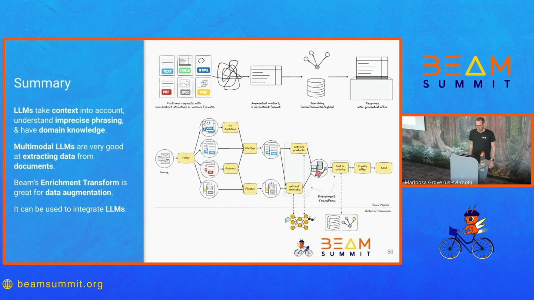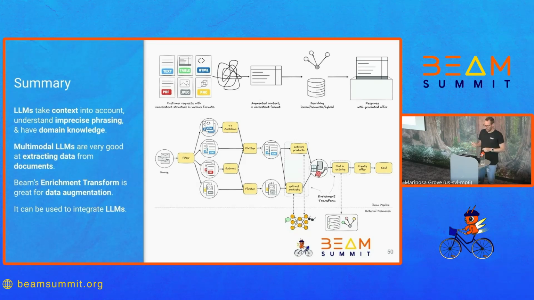All right, to summarize, what have we seen today? A use case for a building material company, which processes different modalities, different formats, inconsistent structure in the customer request and answers with an offer. We have also then seen the translation from this use case to an Apache Beam pipeline. We have seen that LLMs take the context into account. They understand imprecise phrasing, abbreviations, synonyms, etc. We also know now that they have this domain knowledge intrinsic already. Then we have seen that multimodal LLMs are super good at document processing and especially also this guided information extraction.